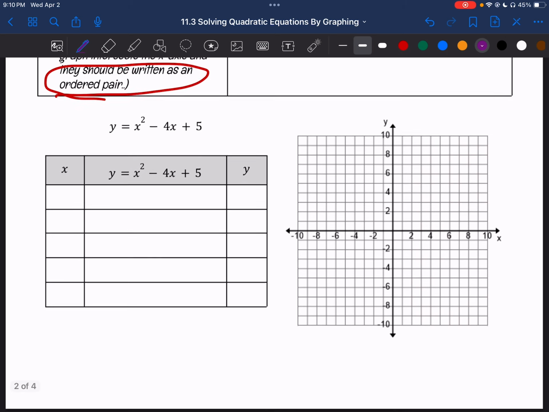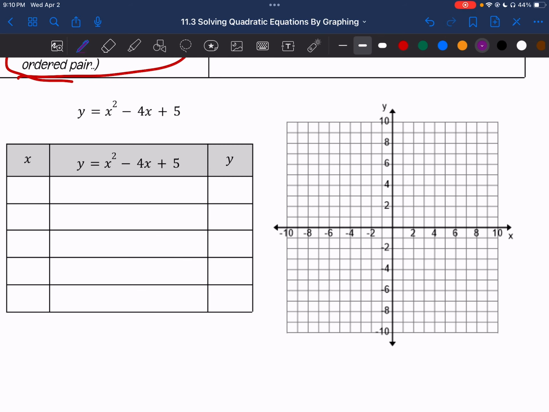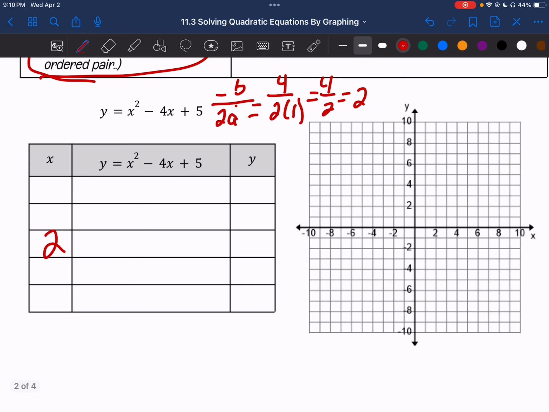All right, let's look at our next problem. We have y equals x squared minus 4x plus 5. Let's find our axis of symmetry. So opposite of b over 2a. And so that's going to be the opposite of negative 4, which is positive 4, over 2 times 1. So 4 over 2 is 2. So my vertex is going to start with a 2.